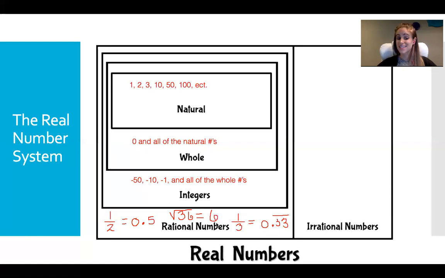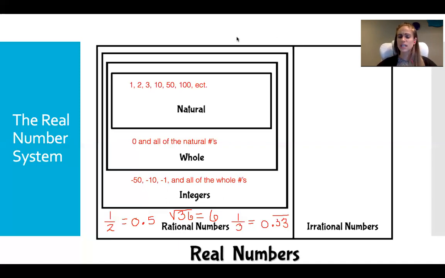Now, 6 classifies as an integer, a whole number, and a natural number. Because when you simplify the square root of 36, you get an integer, a whole number, that is why the square root of 36 would be considered rational. Your radical goes away, and you have a rational value.